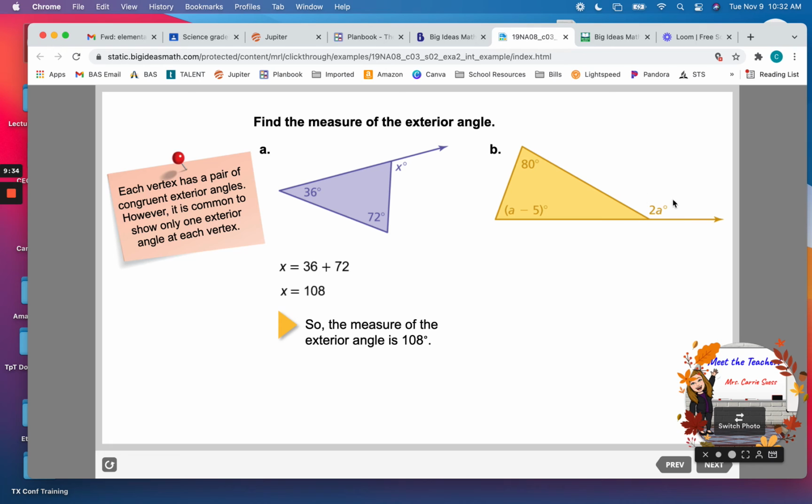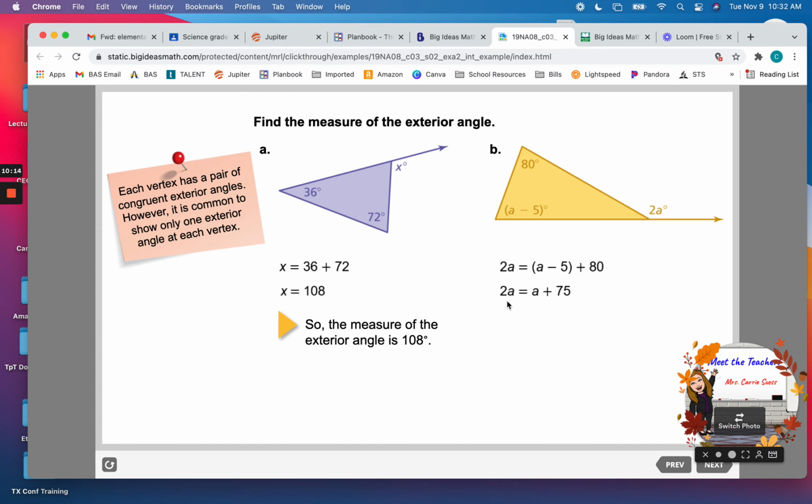My exterior angle is 2A, so let's set this up. 2A equals what? 80 plus A minus 5. So you just write it as an equation. 2A equals A minus 5 plus 80. Does me removing the parentheses change anything? No, so I can ignore the parentheses. I can combine like terms on this side, which would be what? 80 and negative 5, which would give you 75. So then I simplify and I get 2A equals A plus 75.